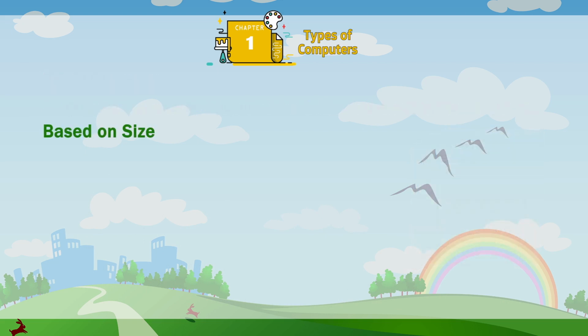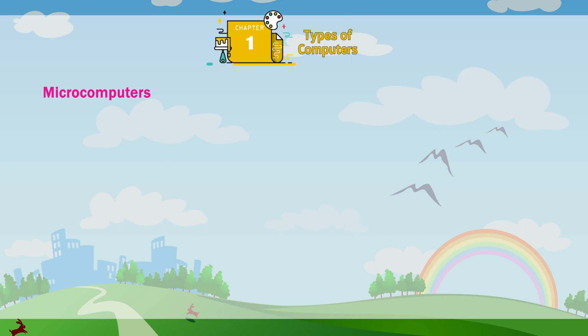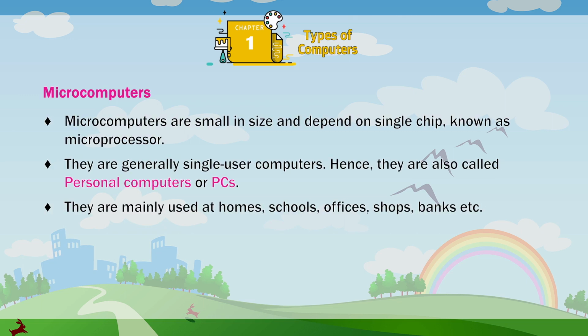Based on size. On the basis of size, computers are of five types: microcomputers, mainframe computers, mini computers, supercomputers, and wearable computers. Microcomputers. Microcomputers are small in size and depend on a single chip, known as a microprocessor. They are generally single-user computers. Hence, they are also called personal computers or PCs. They are mainly used at homes, schools, offices, shops, banks, etc.